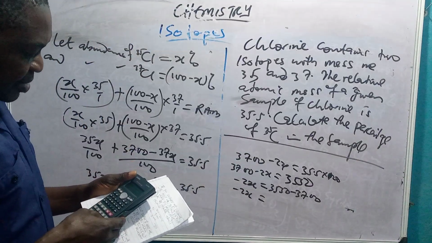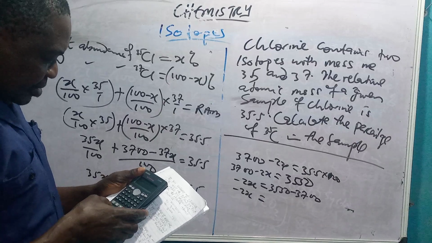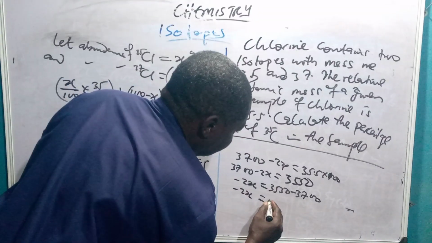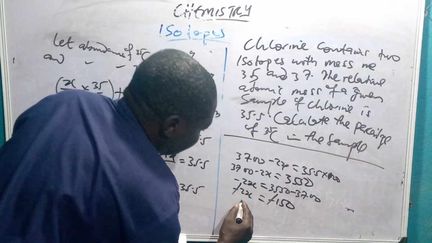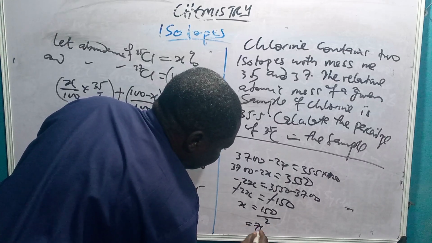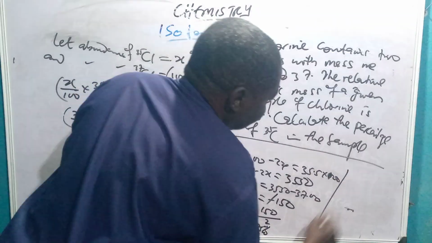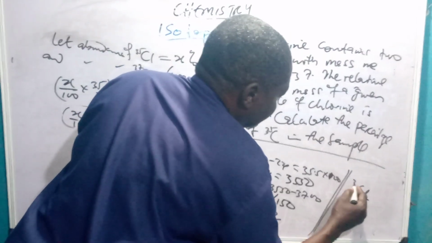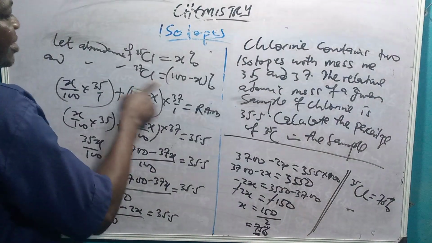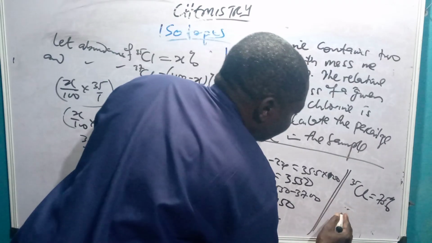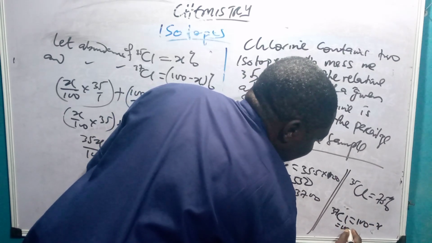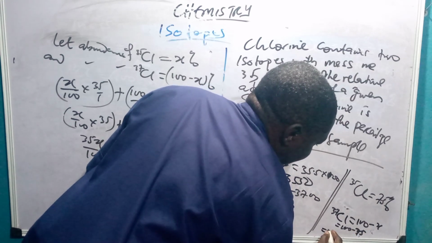You have minus 150. Minus 2X equals minus 150, the sign will cancel the sign. X will now be 150 over 2, which gives you 75%. So for chlorine 35, the percentage abundance is 75%. Remember, assuming you are told to calculate for chlorine 37, go to the simple equation, it will now be 100 minus X, which is 100 minus 75, which gives you 25%.